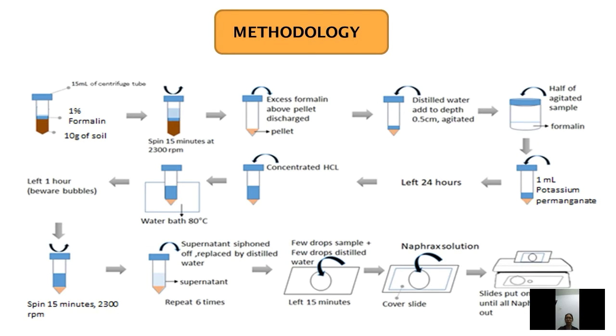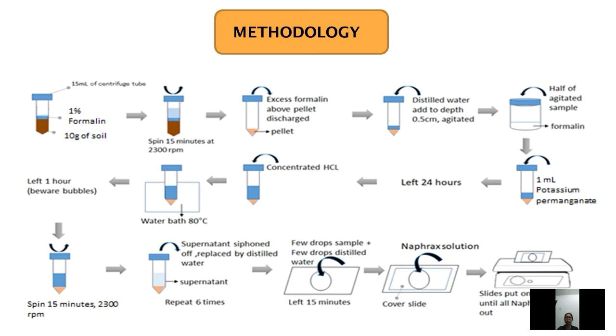The slide shows the procedure to extract diatoms and prepare diatoms slide. About 10 grams of topsoil will be collected and placed in a centrifuge tube, followed by 1 ml of 1% formalin. The mixture will be spun at 2300 for 15 minutes to remove excess formalin. Then distilled water will be added to a depth of 0.5 cm of each diatom sample in centrifuge tubes for agitation. Half of the agitated sample will be removed into a plastic bottle which contains formalin and stored as fresh sample.